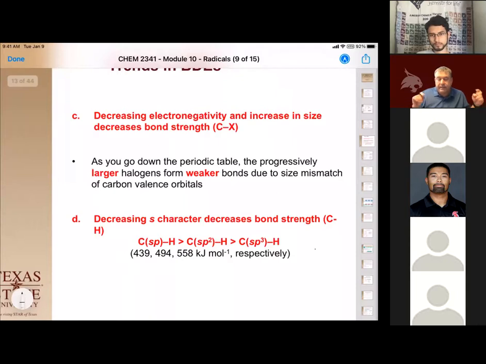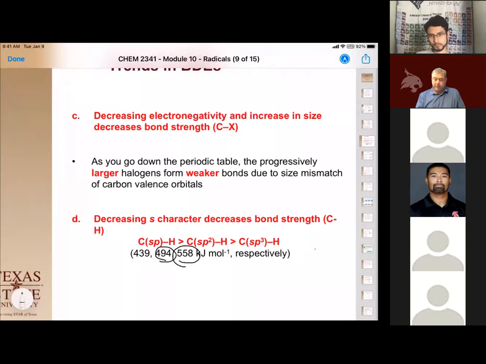In addition, the decreasing S character decreases bond strength. Okay, so that means that our sp, which is 50% P, 50% S, is a weaker bond than having an sp2 hybridized, where it's 33% S, and that comes up a little bit to 494. And then our sp3, which is only 25% S, is our strongest. Decreasing S character decreases bond strength.